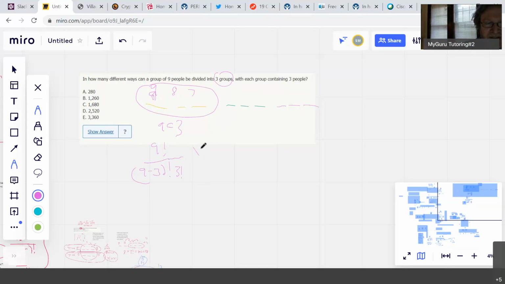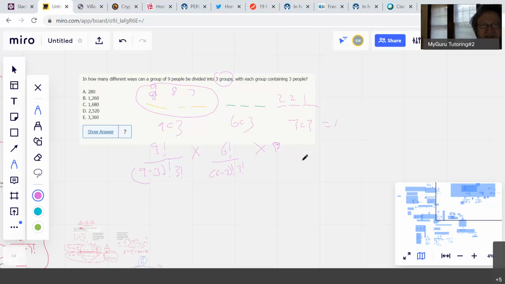We're going to multiply that by the second group, but now we're only down to 6. 6C3, because we've already got everybody in the first group accounted for. And the last one is simply going to be one way of arranging those 3 people, 3C3, which equals 1. There's one more step though.